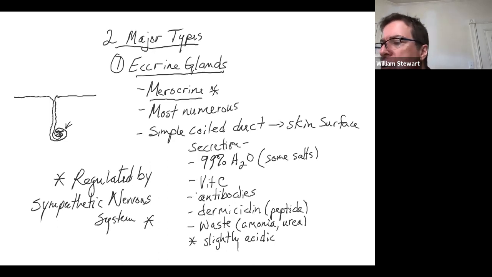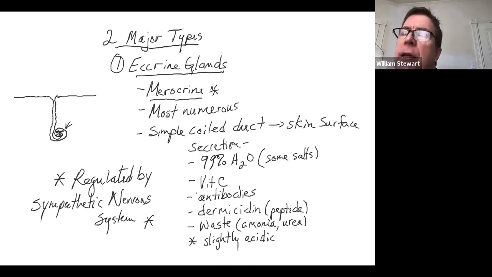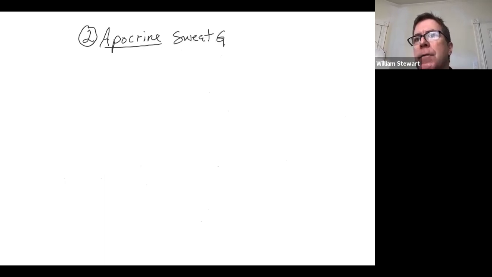So you know that you start to sweat when you're physically stressed, like when you're exercising, or when you're emotionally stressed. If you're nervous about a presentation or something, sometimes you begin to sweat. So that's the first major type, eccrine glands. Next page, I'm going to do the second major type. So I'm going to write in number 2, apocrine. Eccrine sweat glands versus apocrine sweat glands.